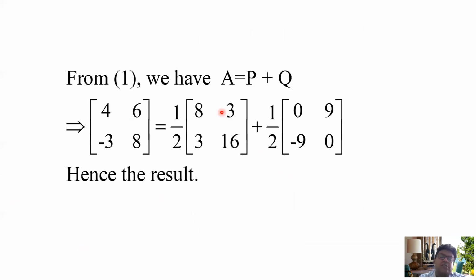Now from 1 it is clear that A is equal to P plus Q. So you may write A is equal to P plus Q. What is A? That is 4 6 minus 3 8. What is P? That is half of 8 3 3 16. And what is Q? Plus half of 0 9 minus 9 0. So from it is clear that the square matrix A can be uniquely expressed as a sum of a symmetric matrix and a skew symmetric matrix.